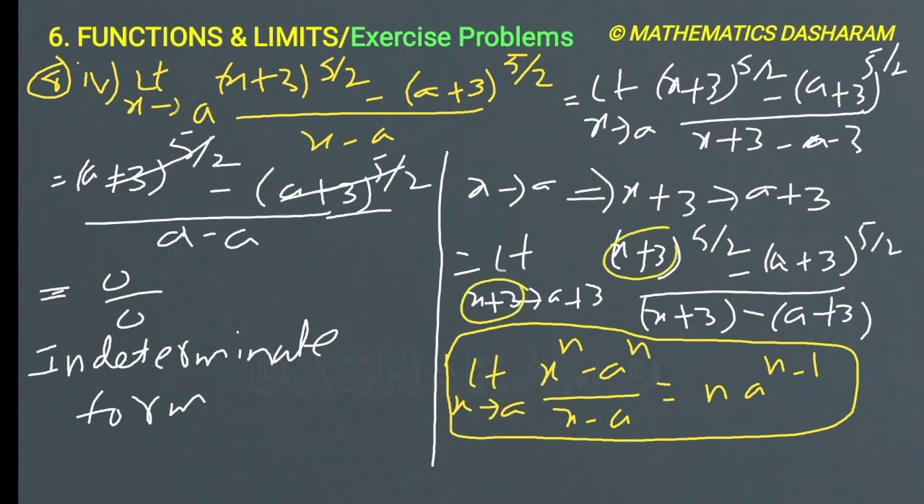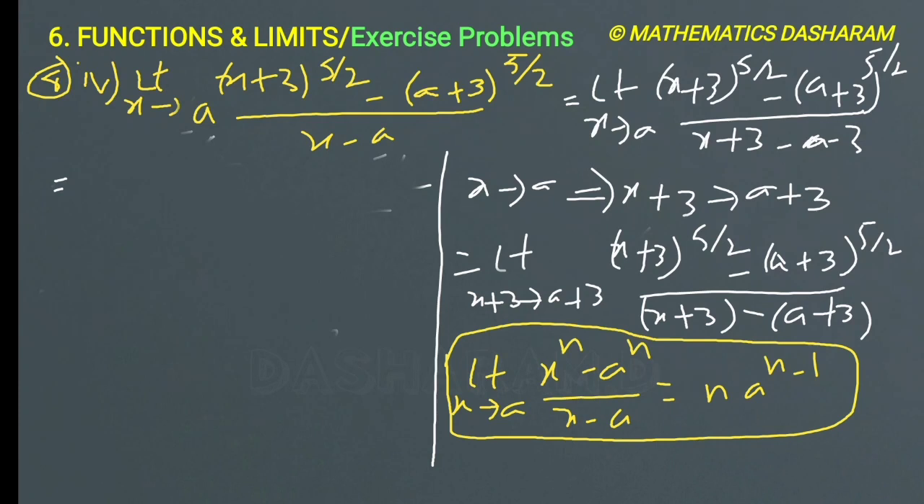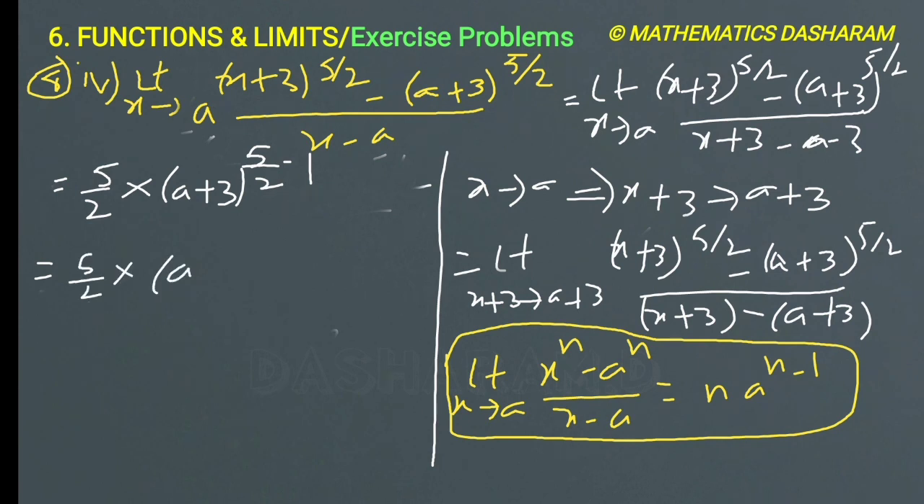Here x plus 3, here x plus 3, a plus 3, a plus 3, here also x plus 3, a plus 3. So then it is equal to what? N into a to the power of n minus 1. What is the n value here? 5 by 2 is the n value, into the a value. What is the a value? At the place of a we have a plus 3, n minus 1, that is 5 by 2 minus 1. Let's simplify this. 5 by 2 into a plus 3, here the LCM is 2, so 5 minus 2. So 5 by 2 into a plus 3.